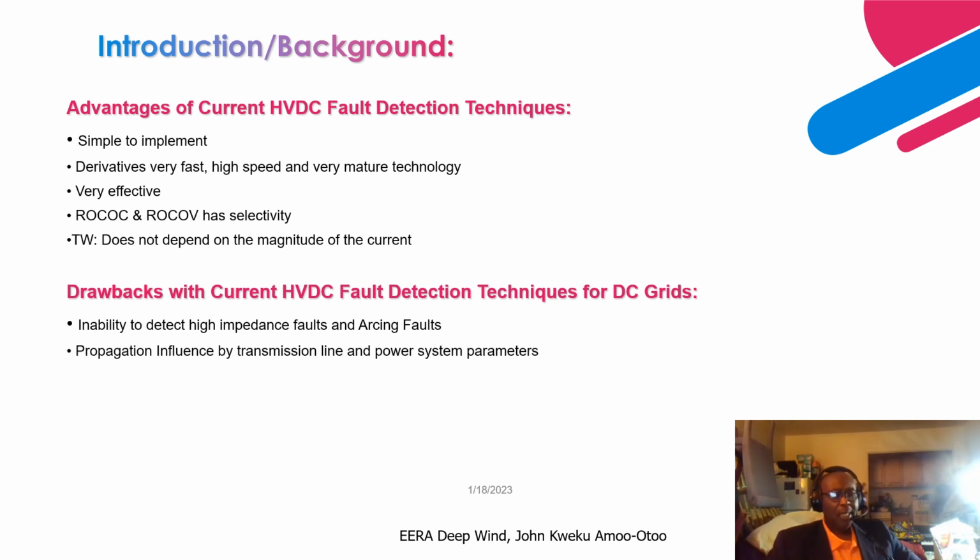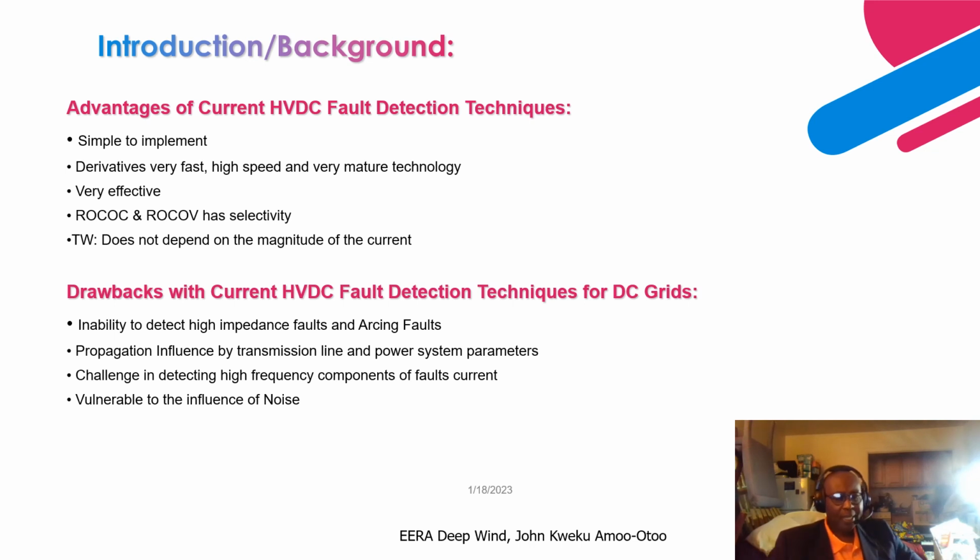Also, when a DC fault occurs, the propagation of the traveling wave is influenced by transmission line and power system parameters. As you know, during faults these parameters are very dynamic, and they keep changing until steady state operation is achieved. Also, there's a big challenge in detecting high frequency components of the fault current. And as you know, DC fault current has a lot of high frequency components, so utilizing the current fault detection techniques makes it very challenging.